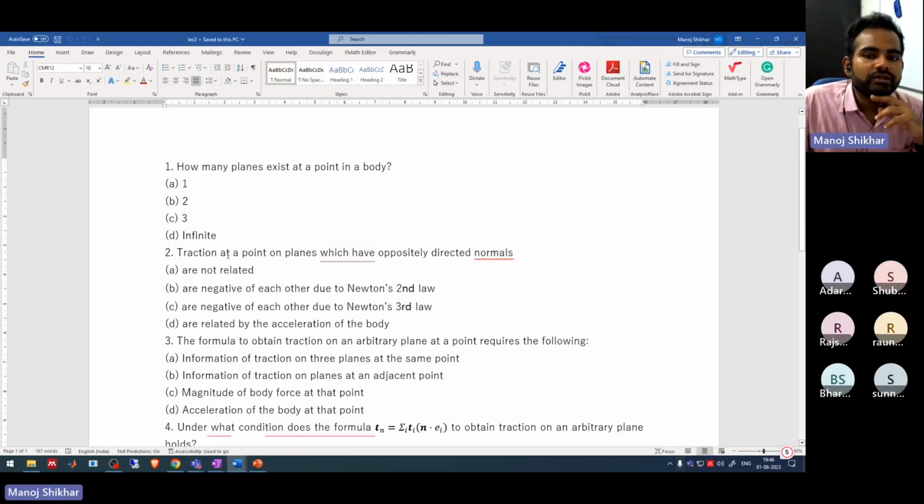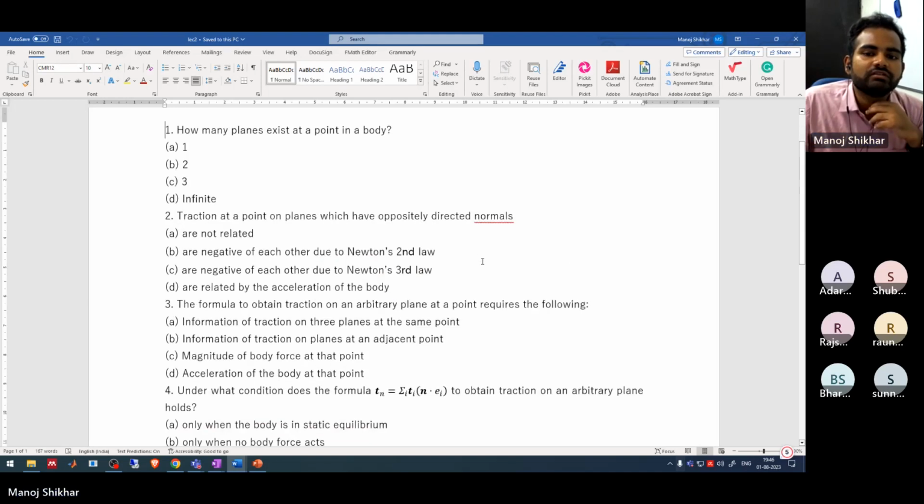So traction at a point, question number 2: traction at a point on planes which have oppositely directed normals. Options are A, are not related; B, are negative of each other due to Newton's second law; C, are negative of each other due to Newton's third law; D, are related by acceleration of the body. So the answer is C, are negative of each other due to Newton's third law.